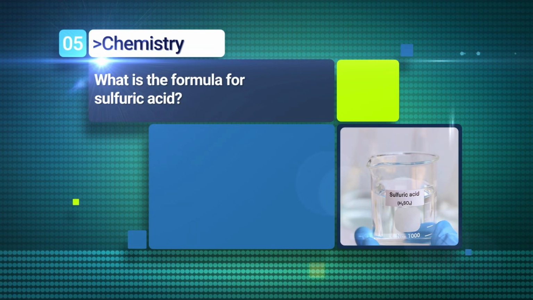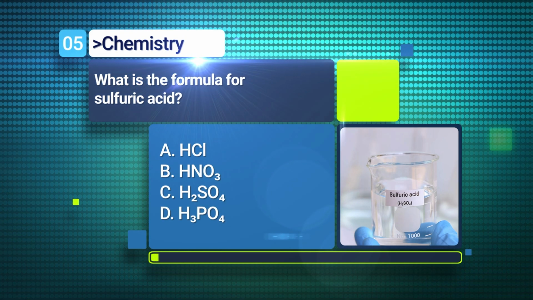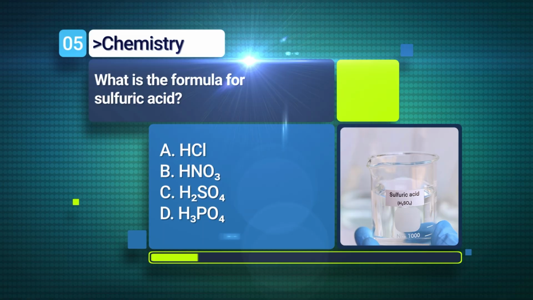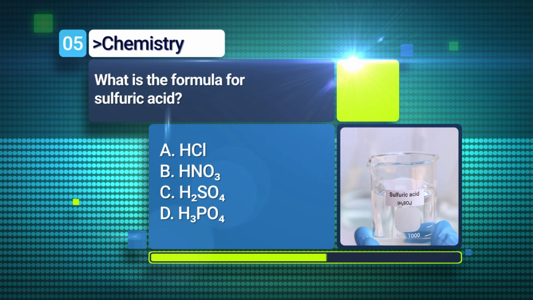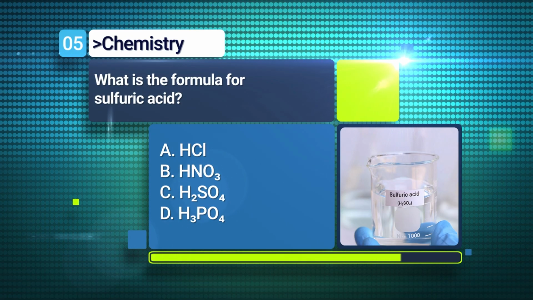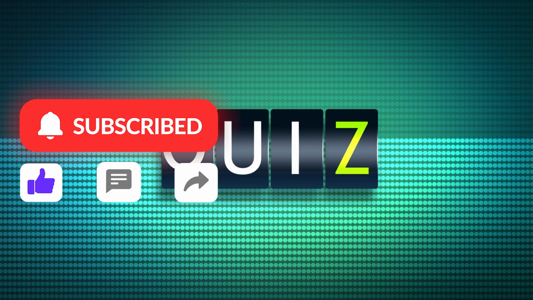Question 5. What is the formula for sulfuric acid? A. HCl. B. HNO3. C. H2SO4. D. H3PO4. Answer: C. H2SO4.